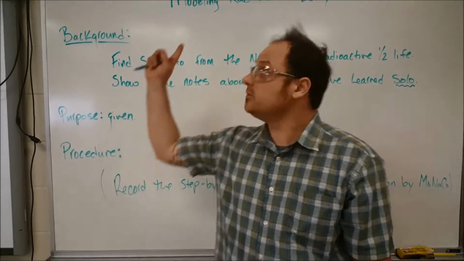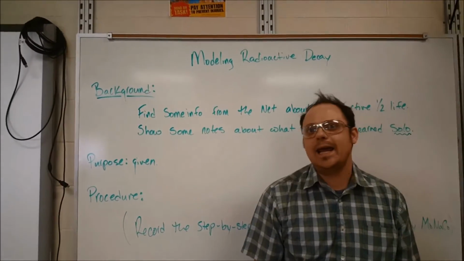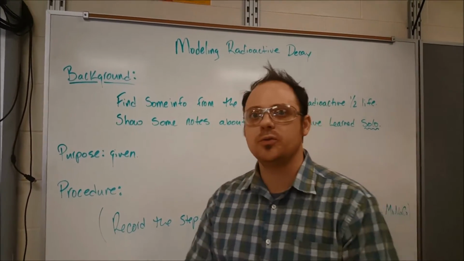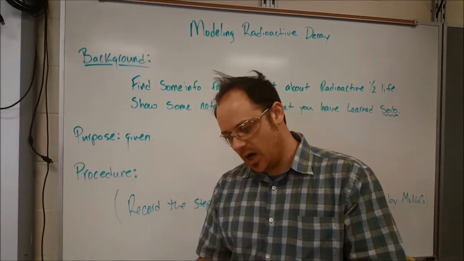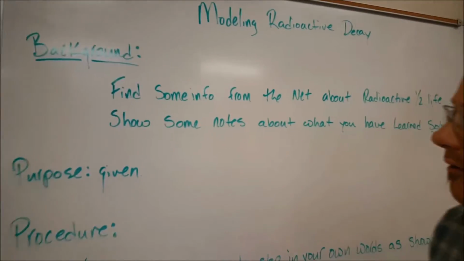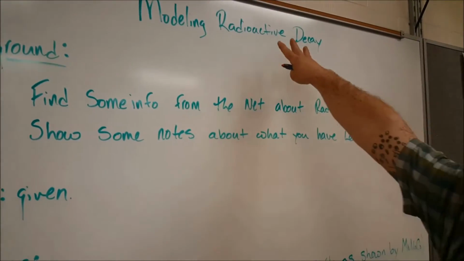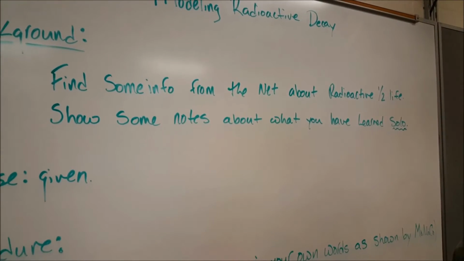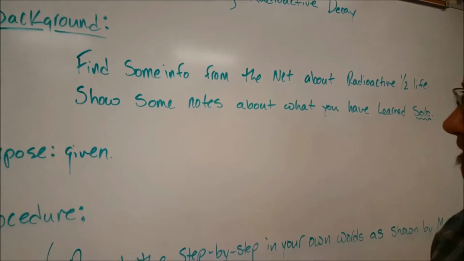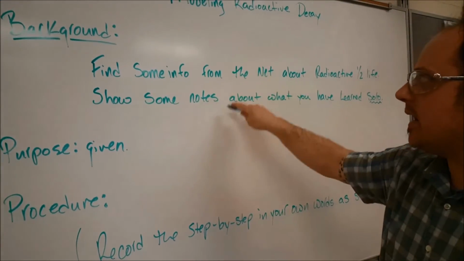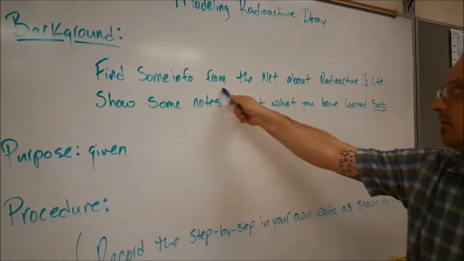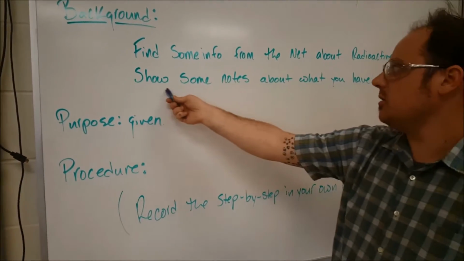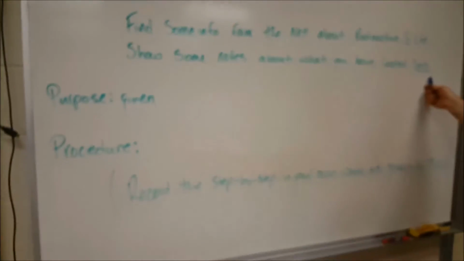We're going to model some radioactive decay, and hopefully this lab experience will be very familiar to you with a slight twist. You have hopefully studied radioactive decay in earth science, and so you understand how radioactive elements turn into other elements over time. For this background, I want you to find some information from the net about radioactive half-life and radioactive decay. Show us some notes, bullets about what you have learned solo.